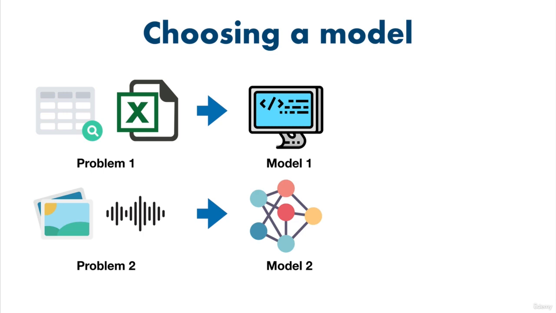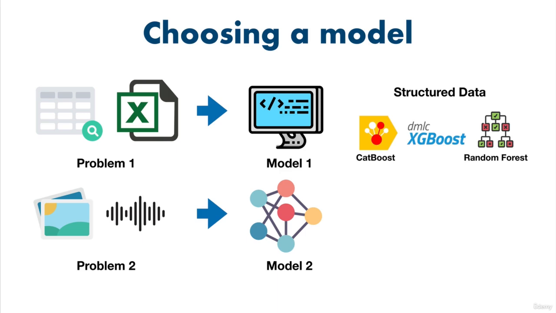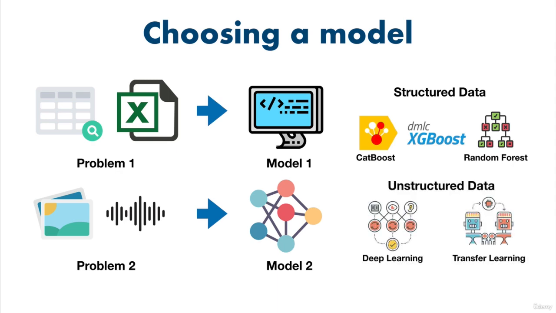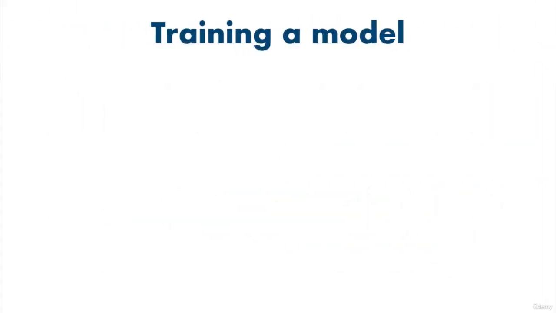But for now, a tidbit to remember is if you're working with structured data, decision trees such as random forest and gradient boosting algorithms like CatBoost and XGBoost tend to work best. And if you're working with unstructured data, deep learning, neural networks, and transfer learning tend to work best. Once you've chosen a model, your next step is to train it.